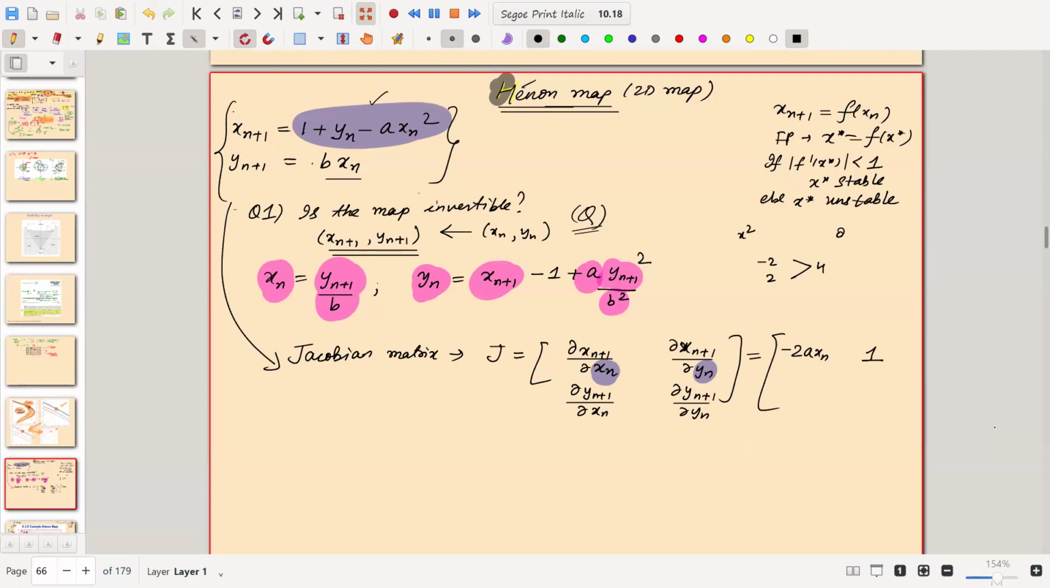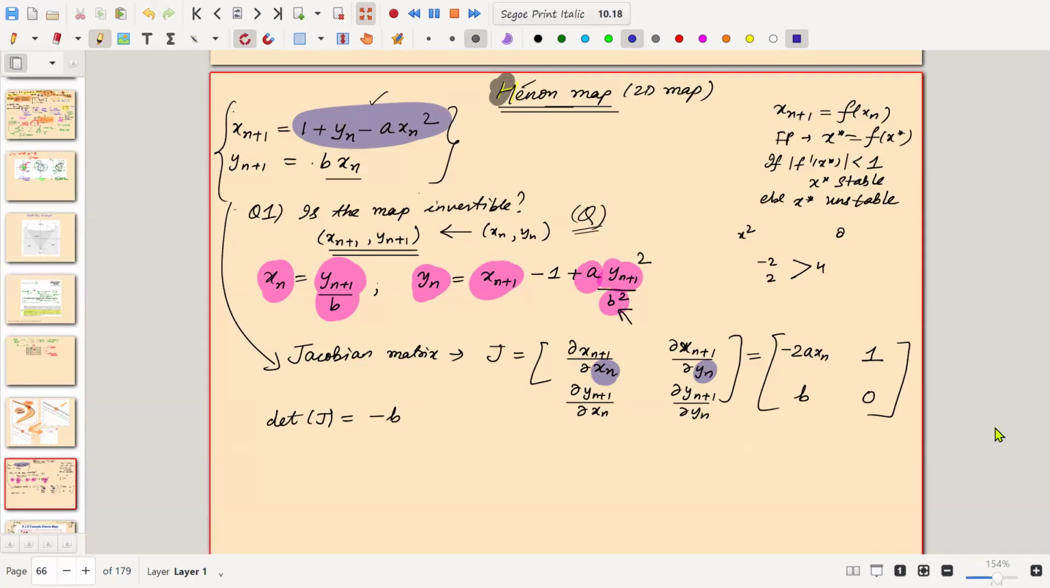Then let us come to this part. Here you will get b, here you will get 0, right? So the determinant of the Jacobian you are getting is minus b. Now, if b is equal to 0, then you have a problem. Why? Can you see why you will have a problem? b is appearing in the denominator here.